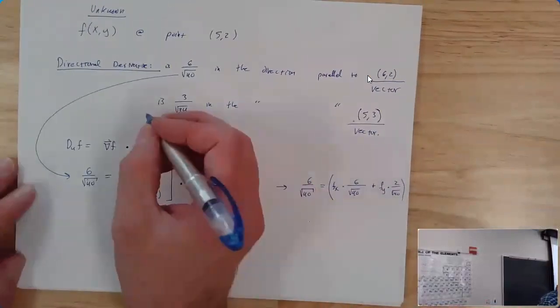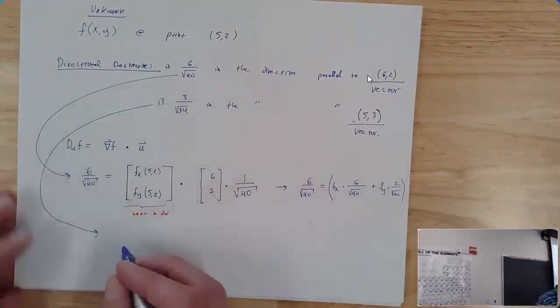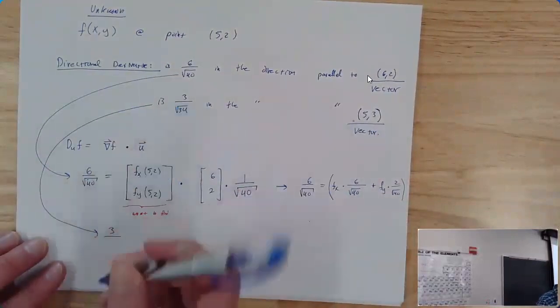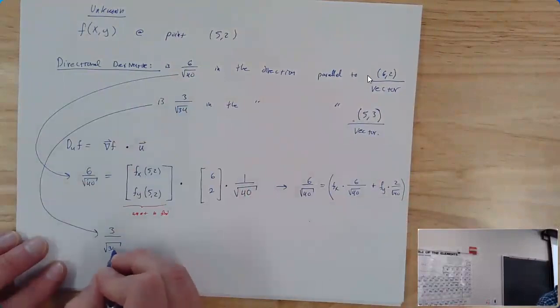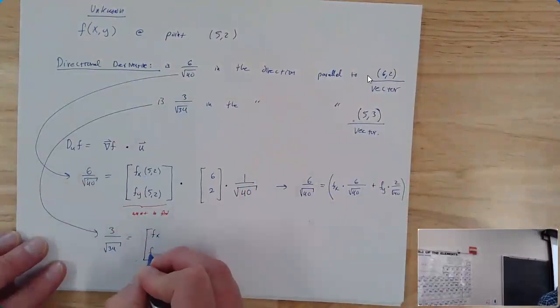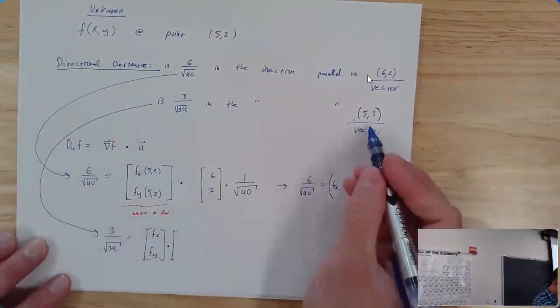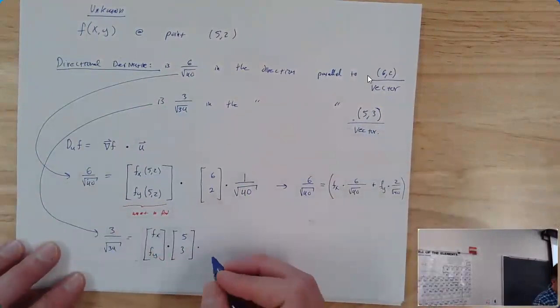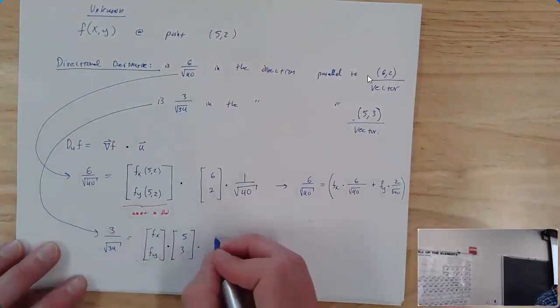Okay. And then we're going to do the other thing. So then the other piece of information says the same sort of thing, that the directional derivative in this direction is equal to that. So 3 over root 34 is equal to my same gradient dotted with now this vector. So (5, 3) divided by the magnitude of that, which is the square root of 34.